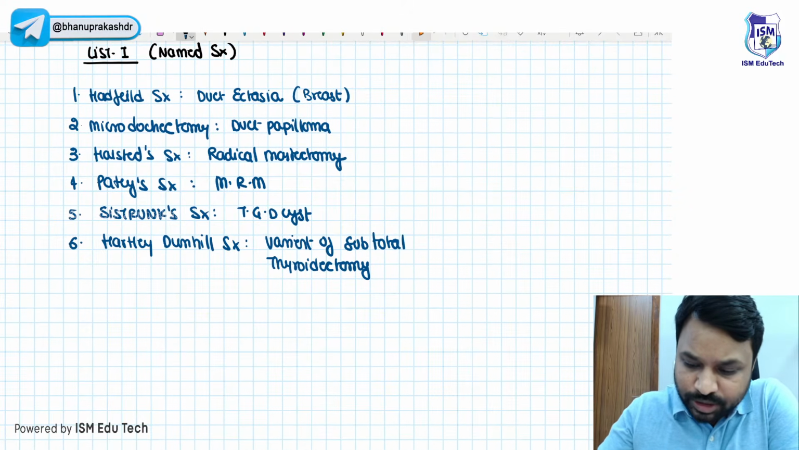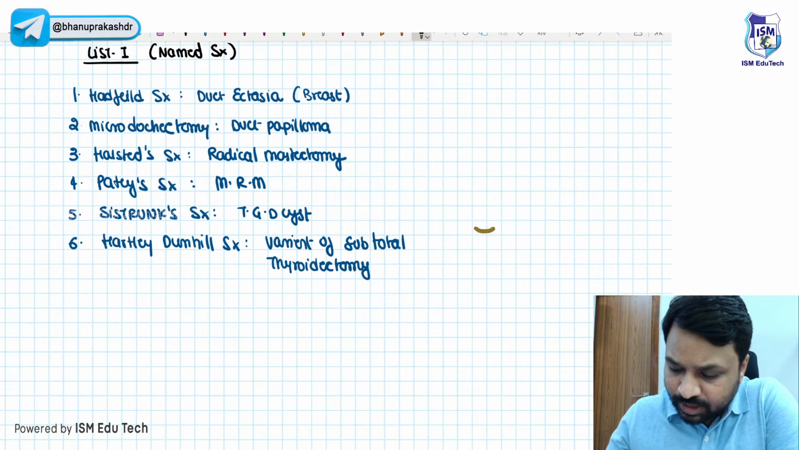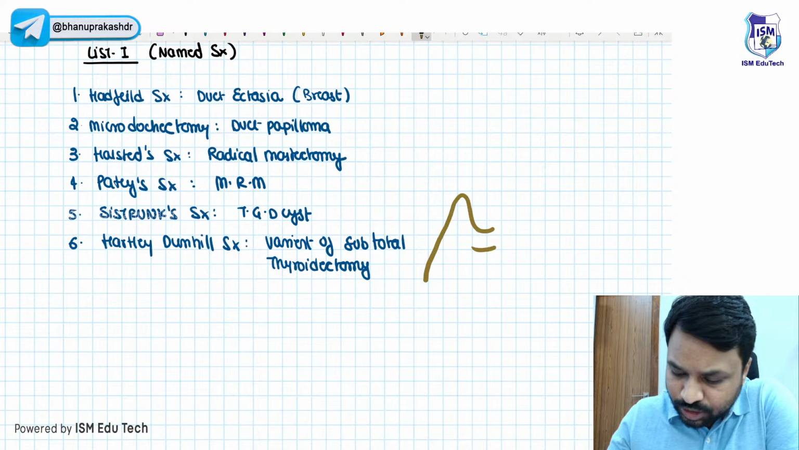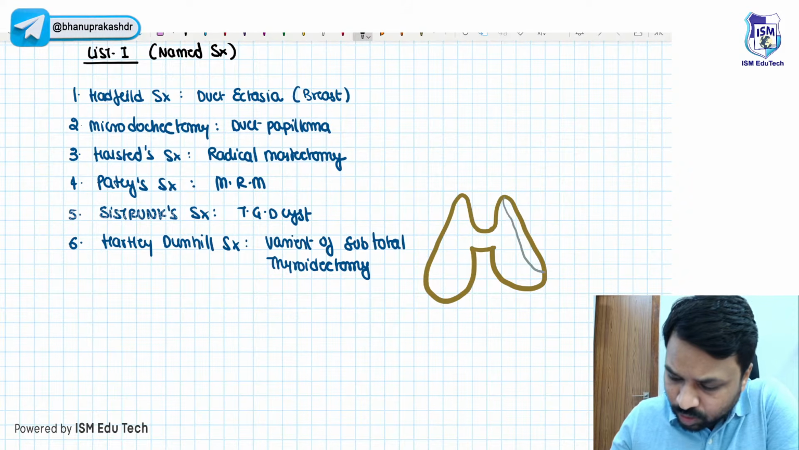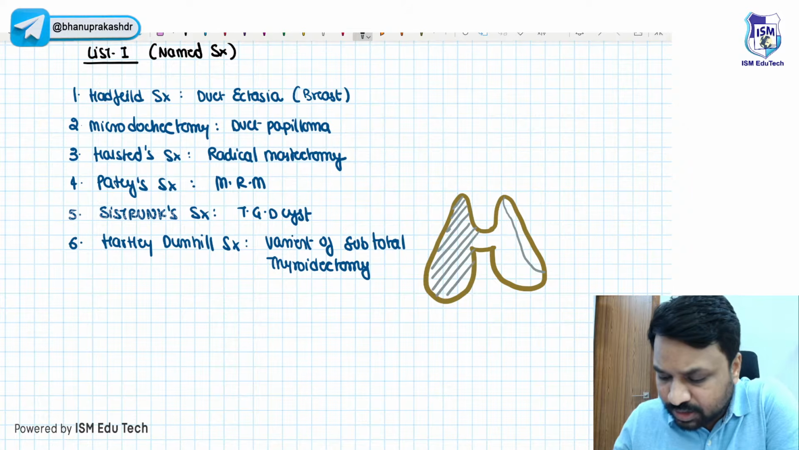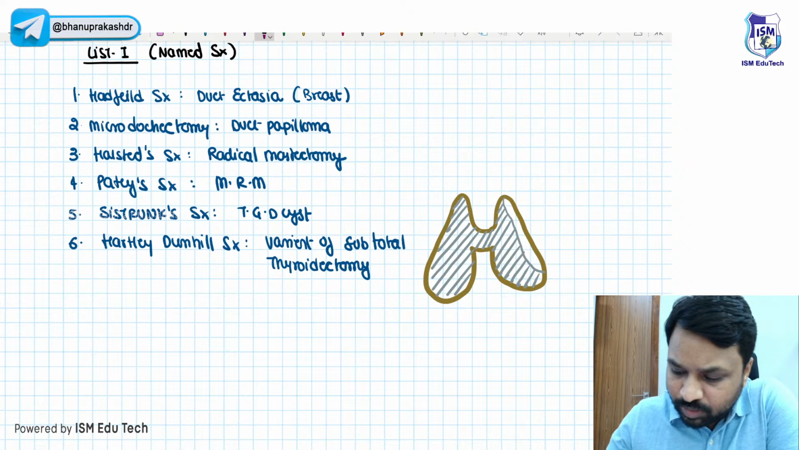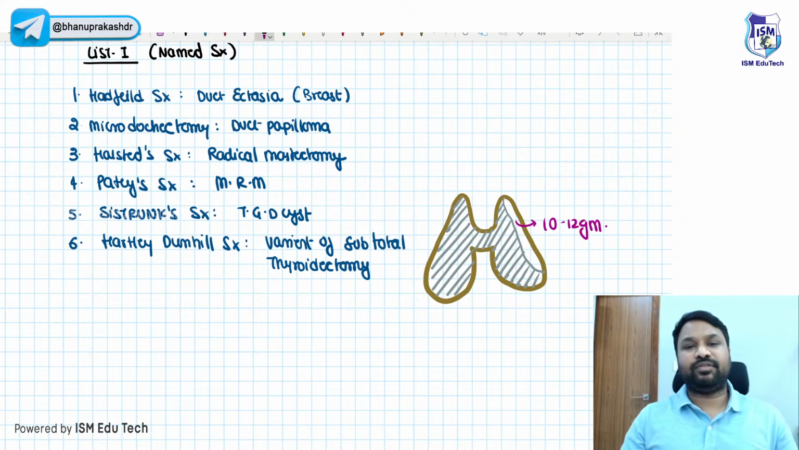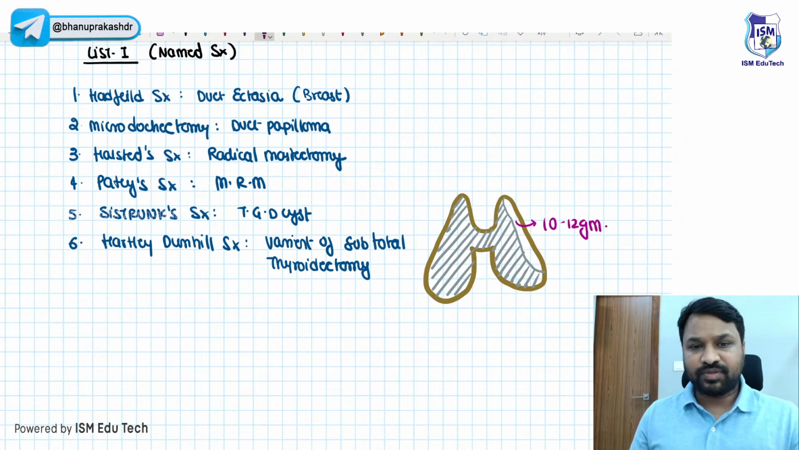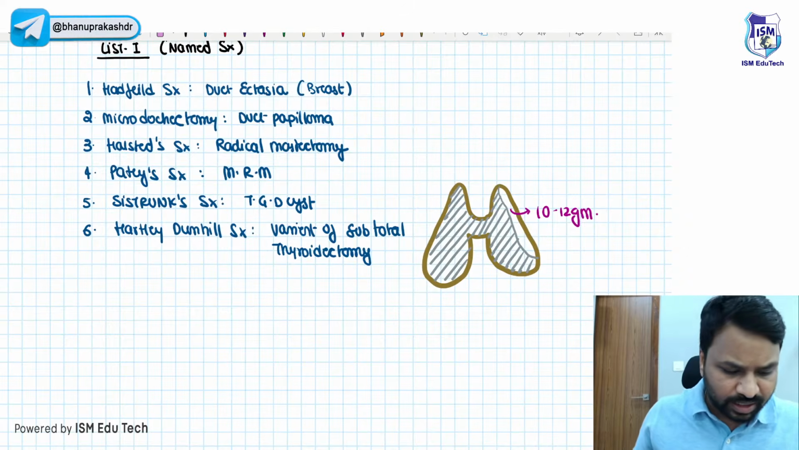So in the Hartley-Dunhill procedure, what do we do? If you take this as the representation of the thyroid gland, we remove the entire thyroid lobe of one side, we remove the entire isthmus, and we leave some amount of gland behind. Around 10 to 12 grams of the gland is left behind, and this is what we call the Hartley-Dunhill procedure.